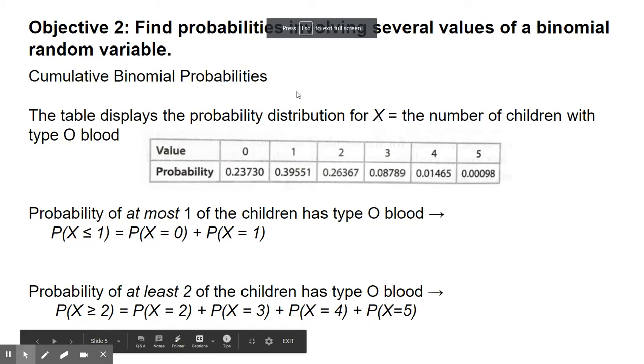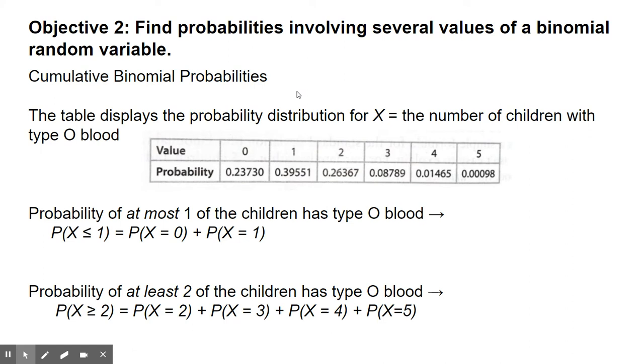So I think naturally, we don't always like to look at one set value. It's nice to link some values together. So we're looking at cumulative binomial probabilities, right? More than one probability linked together. So this is the table of the probability distribution for the blood type.